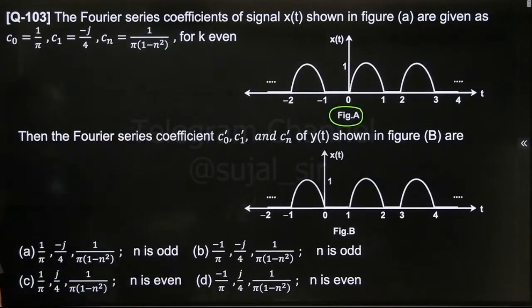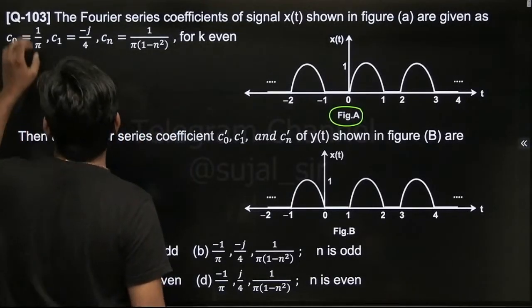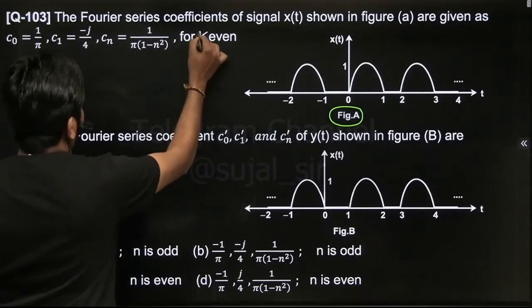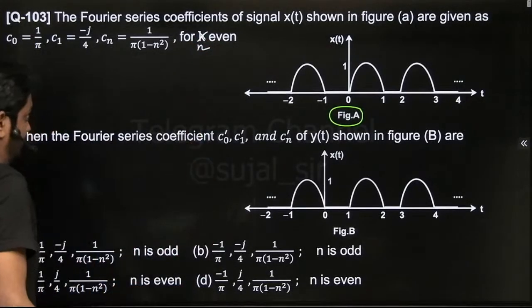There is no k, guys. Okay, there is no k. So here it should be n, guys. It should be n. N should not be equal to 1. No k, n should not be equal to 1.